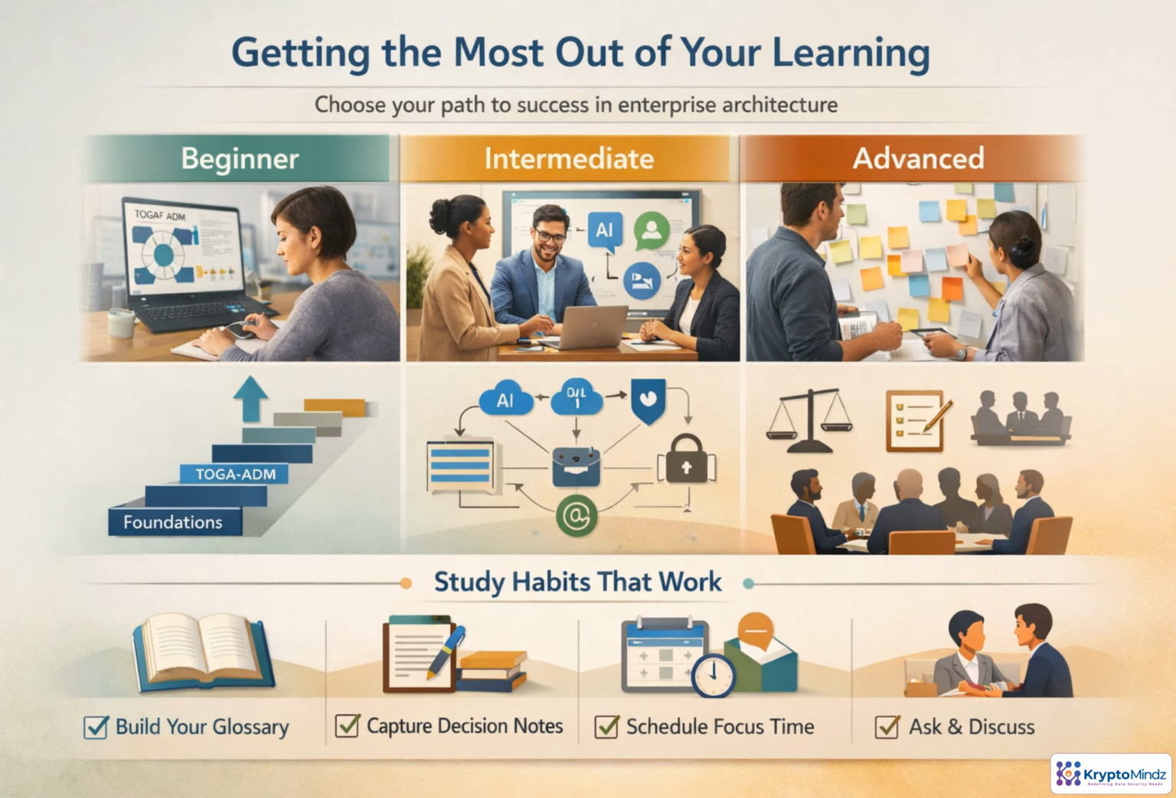Use this course in the way that best matches your experience. If you are newer, move sequentially and give the TOGAF language, ADM phases, and architecture domains time to settle. If you are intermediate, still follow the path, but slow down around ADM, governance, Azure AI, security, and the case study decisions. If you are advanced, treat the material as scenario practice. Test your judgment, trade-offs, and review board readiness. Throughout the course, keep a glossary, capture decision notes, schedule focused study time, and ask questions with context and constraints.